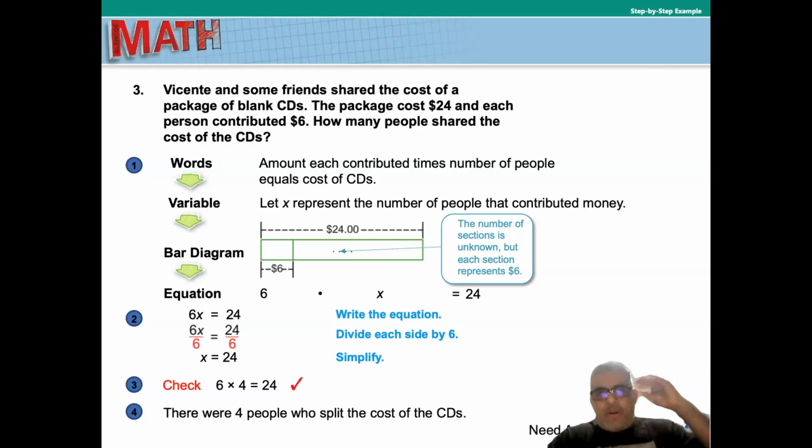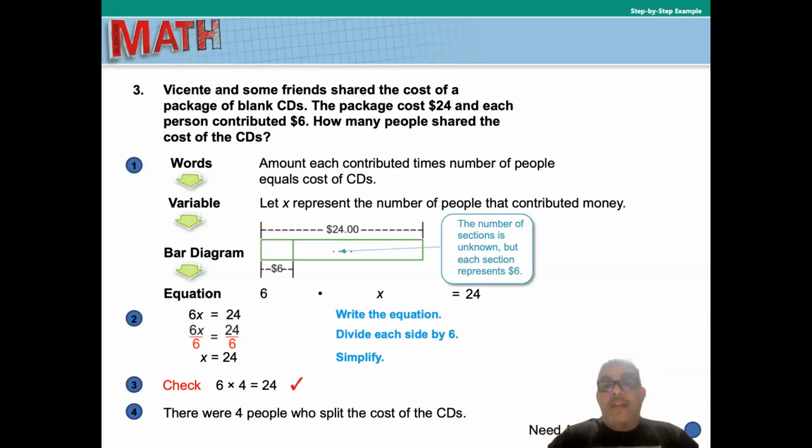Well, how many people are there before we continue? We know there's Vicente and they're saying some friends. So we don't know how many people are going to be there. We just know each person put in $6 and the whole thing costs 24. So we are trying to figure out the number of groups of friends. We know the total is 24. We don't know how many people were involved, but we know each person contributed $6. Ah, there's the question. How many people share the cost of the CDs?